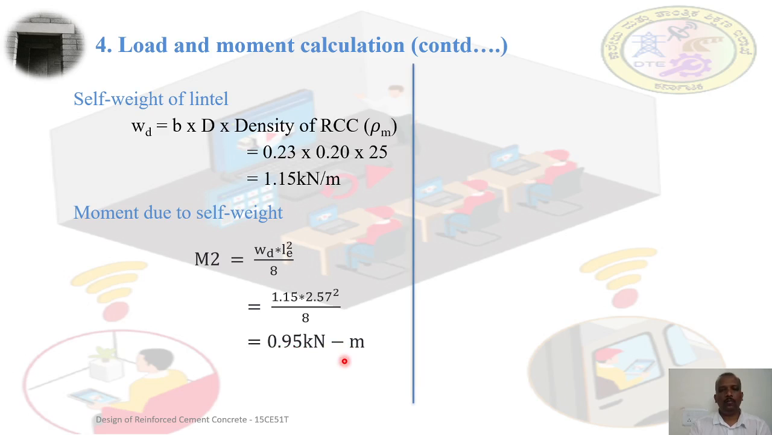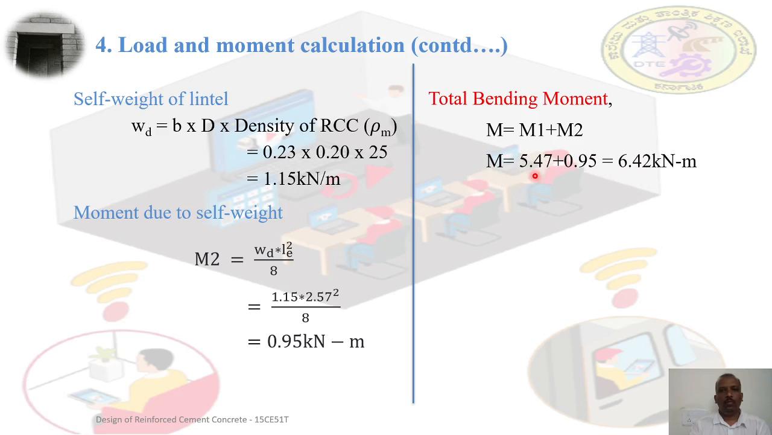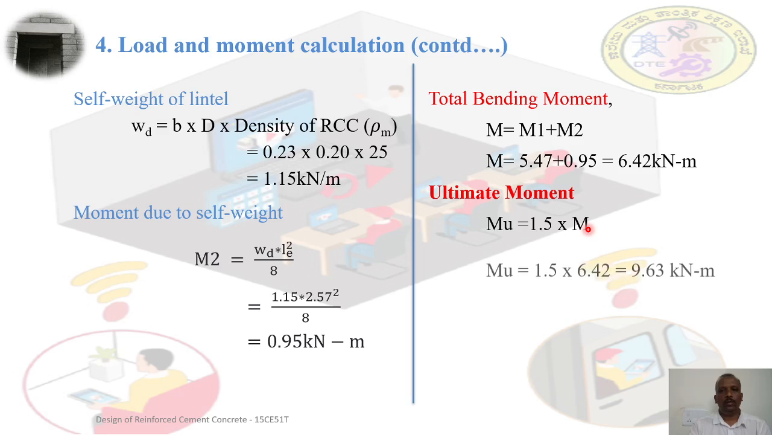So ultimately, we require a total bending moment. Total bending moment is equal to M1 with respect to the wall above it and M2 with respect to the moment due to self weight. So total moment is equal to 5.47 plus 0.95, that is 6.42 kilonewton meter. We need the ultimate moment. Ultimate moment is equal to factor of safety multiplied by the moment. That is equal to 1.5 times 6.42, which is 9.63 kilonewton meter.